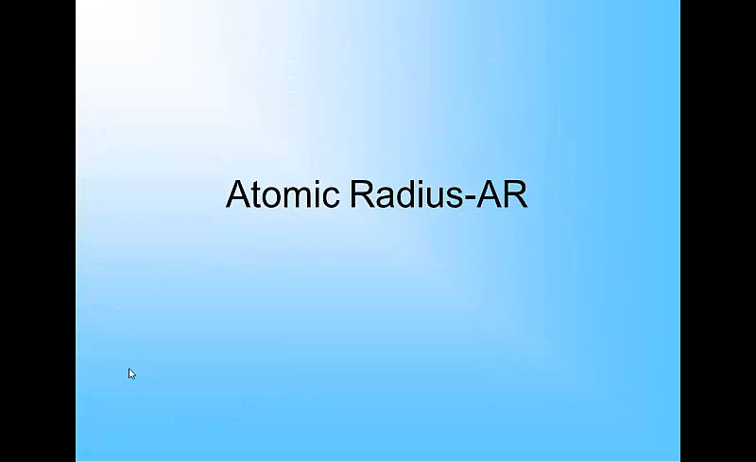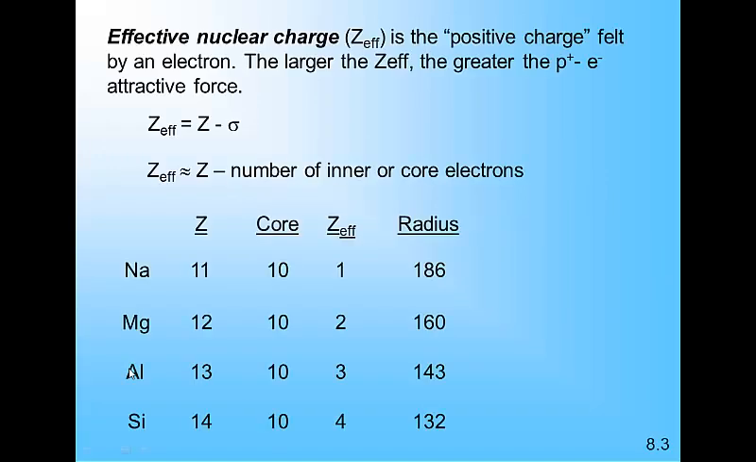Alright, atomic radius is first. The effective nuclear charge, or Zeff, is the positive charge felt by an electron. The larger the effective nuclear charge, the greater the proton-electron attractive force. In other words, the more protons, the greater the proton-electron attractive force. The chart below lists the first four elements in period number 3. So this is a trend that is going across the periodic table.